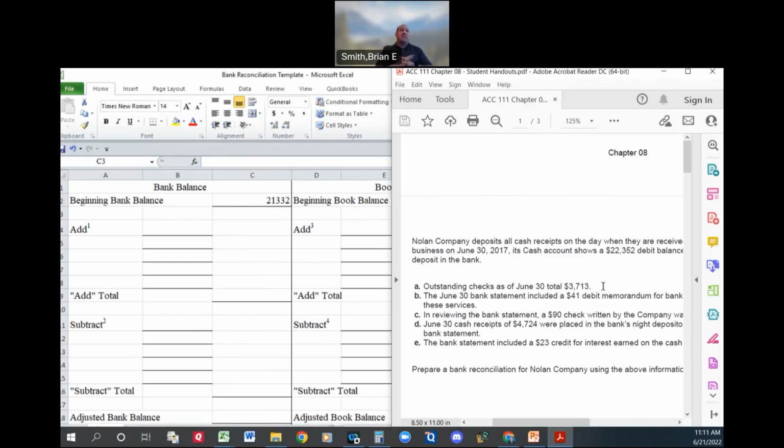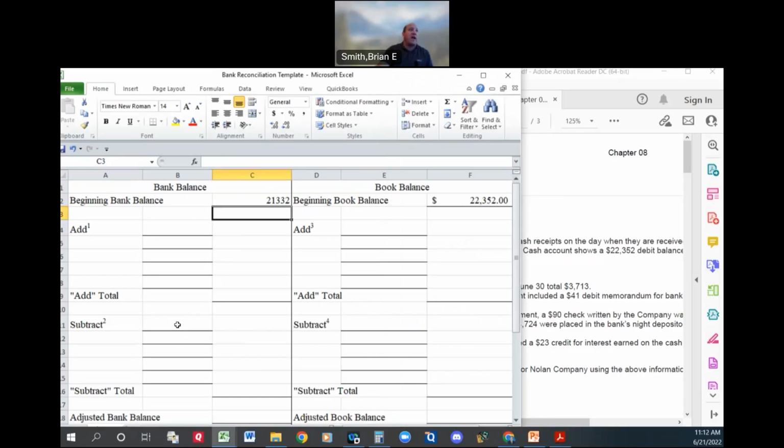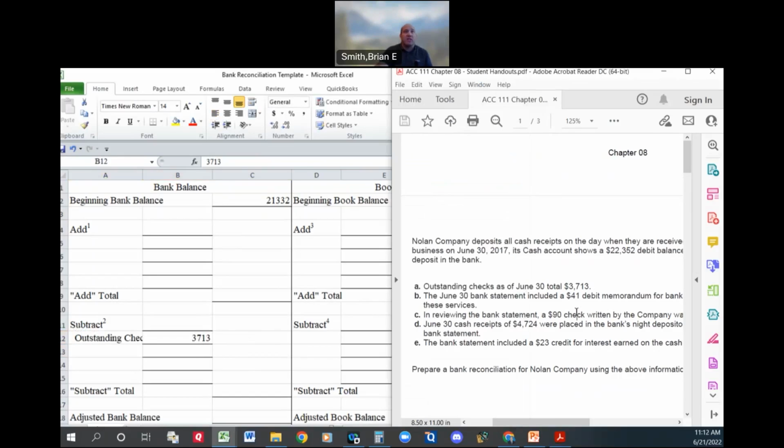What that means is that I have written checks, recorded them in my books, and sent them to their people, and they haven't cashed them yet. They haven't cleared the bank. So the bank thinks we have more money than we do. So we have to subtract our outstanding checks worth $3,713. And I just put that in. You don't have to worry about that too much, but basically that's how much money we have outstanding.